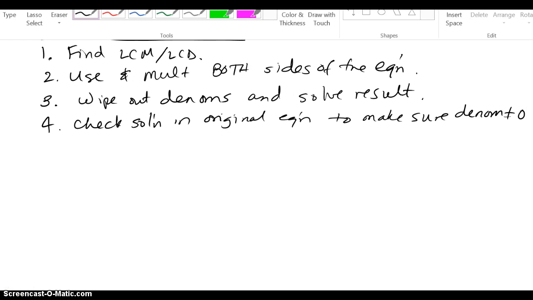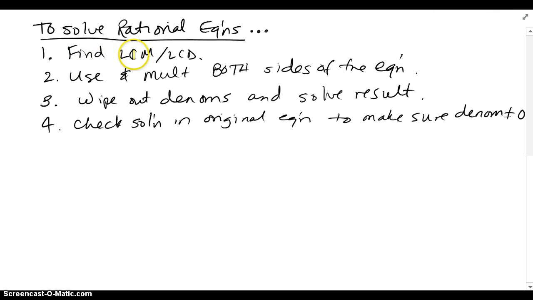So to solve rational equations, you want to find the LCM or LCD, lowest common denominator, first, then use it to multiply both sides of your equation with that LCM. That will wipe out the denominators and you can solve whatever resulting equation you get, whether it be linear or quadratic. Then the mandatory step 4 is that you have to check your solution in the original equation to make sure the denominator doesn't become 0 when you plug in that solution. So this is a mandatory last check for all rational equations.